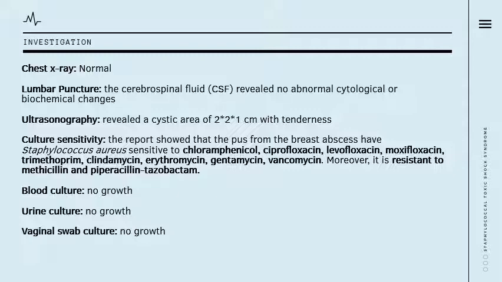An ultrasonography revealed a cystic area of 2 by 2 by 1 centimeters with tenderness. And culture sensitivity was also done from the pus of the breast abscess, and it showed that it contains Staphylococcus aureus that is sensitive to chloramphenicol, ciprofloxacin, levofloxacin, moxifloxacin, trimethoprim, clindamycin, erythromycin, gentamicin, and vancomycin. Moreover, the sensitivity report also showed that it is resistant to methicillin and piperacillin tazobactam. The blood culture, urine culture, and vaginal swab culture showed no growth.